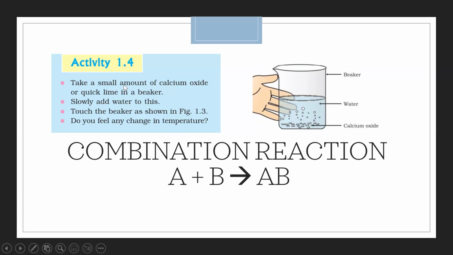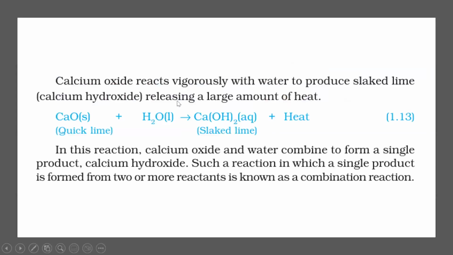See, there is an activity 1.4. We have to take a small amount of calcium oxide and water has to be added to it. We have to touch the beaker and observe the changes. See here, calcium oxide vigorously reacts with water and produces calcium hydroxide. Calcium hydroxide is nothing but slaked lime. Plus heat. Heat is liberated out of the reaction. So it is a combination reaction. Calcium oxide combines with water and forms calcium hydroxide. So this is an example of combination reaction.